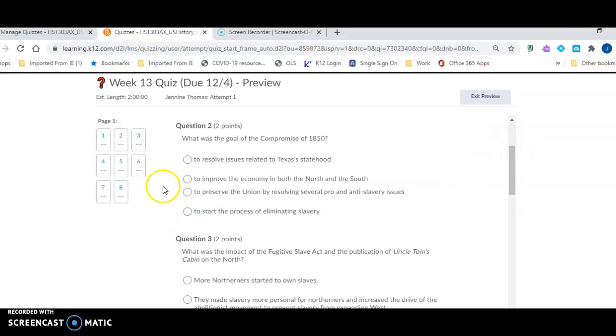Question 2. What was the goal of the Compromise of 1850? To resolve issues related to Texas statehood, to improve the economy in both the North and the South, to preserve the Union by resolving several pro- and anti-slavery issues, or to start the process of eliminating slavery.